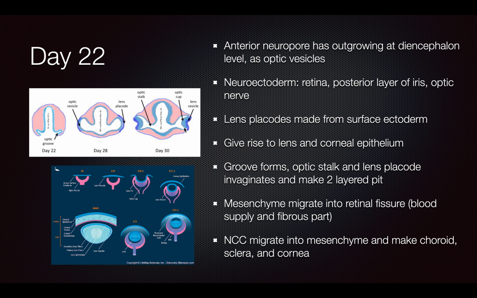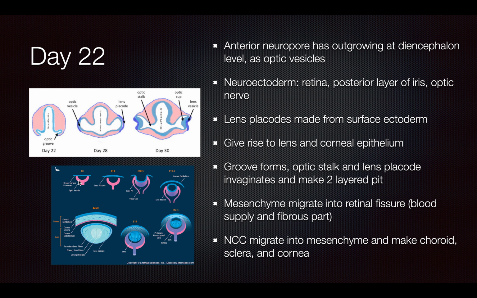The groove will form, which is the optic cup, and then the optic stalk, and the lens placodes will invaginate, making a two-layered pit. The mesenchyme will migrate into the retinal fissure, and that makes the blood supply along with the fibrous part of the eye. And then the neural crest cells will migrate in and make the choroid, the sclera, and the cornea.